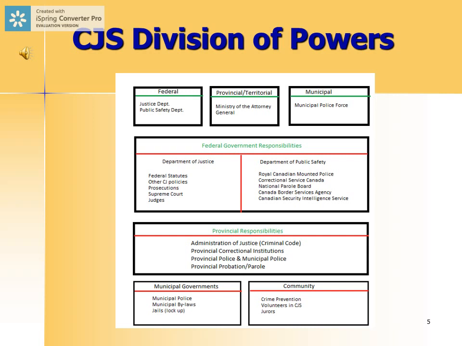The basic division is that the federal government is responsible for writing and enacting criminal laws, basically deciding which behaviors constitute criminal offenses and how they should be punished, while the provincial and territorial governments are responsible for administering the justice system. And that includes policing, law enforcement, the prosecution of most criminal cases, and operating correctional institutions.